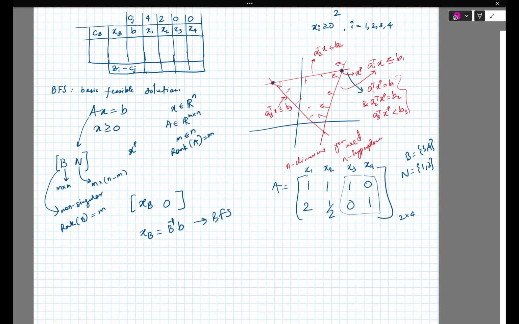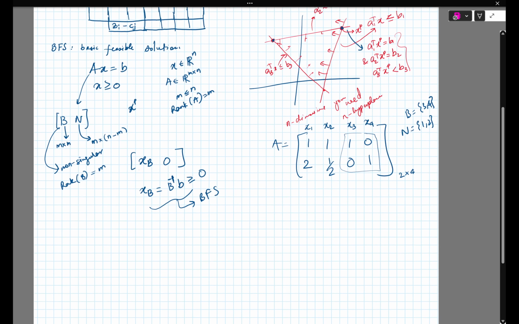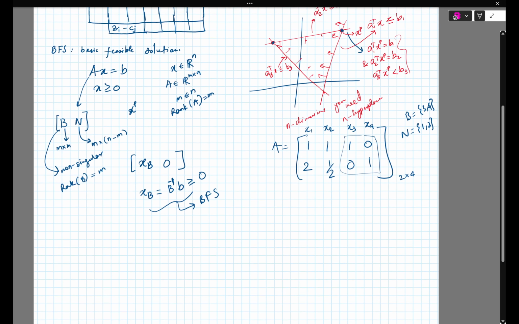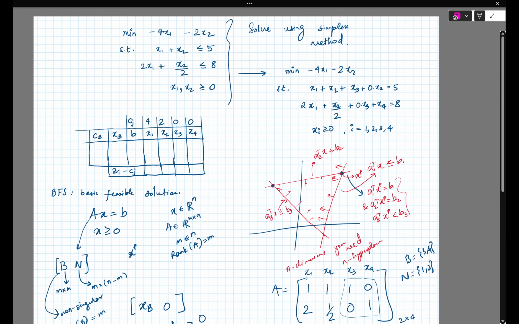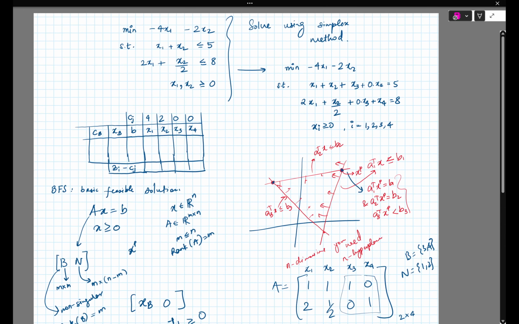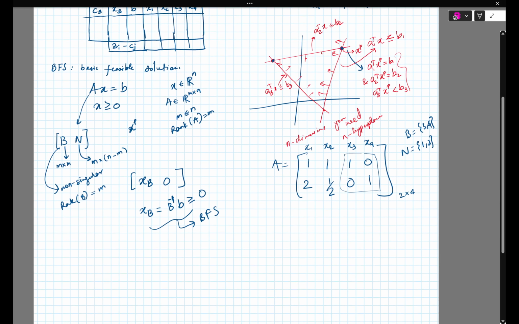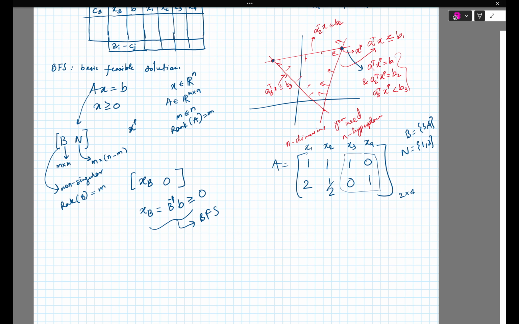Okay, so if this will be greater than or equal to 0, that is also required. Maybe like this is your BFS, basic variables. Okay, this is because of the greater than or equal to constraint that we have. And so basically, if you see, just a second.